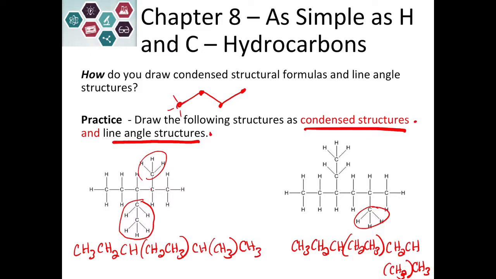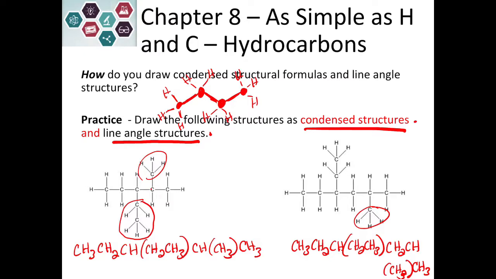So this carbon already has 1 bond, so it's missing 3 hydrogens. This carbon has 2 bonds, so it must have 2 hydrogens. This carbon has 2 bonds, so it must have 2 hydrogens. This carbon only has one bond, so it must have 3 hydrogens.